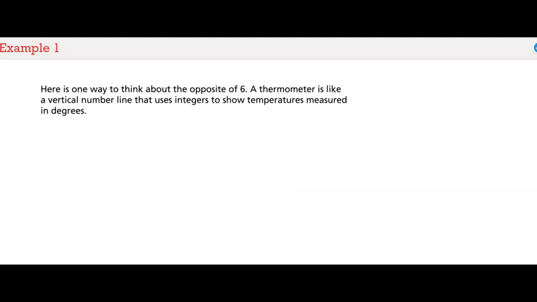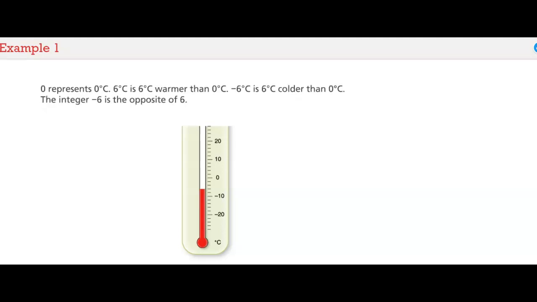Here is one way to think about the opposite of 6. A thermometer is like a vertical number line that uses integers to show temperatures measured in degrees. 0 represents 0 degrees Celsius. 6 degrees Celsius is 6 degrees Celsius warmer than 0 degrees Celsius. Negative 6 degrees Celsius is 6 degrees Celsius colder than 0 degrees Celsius. The integer negative 6 is the opposite of 6.